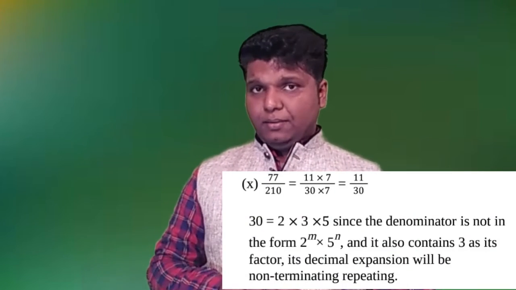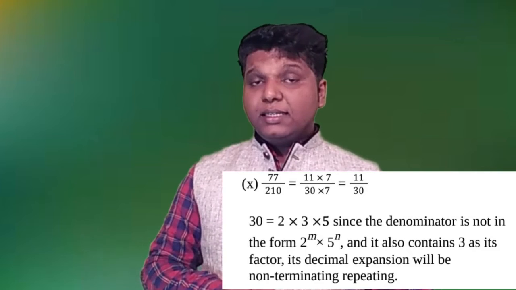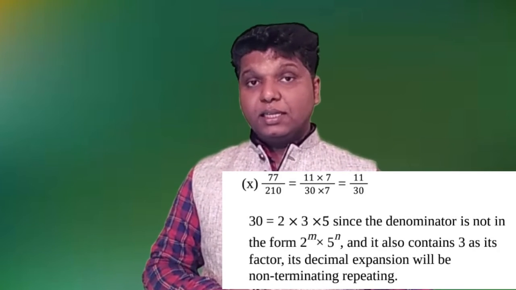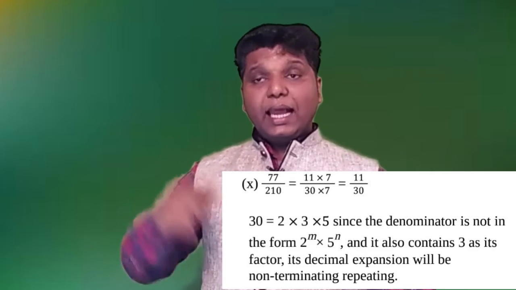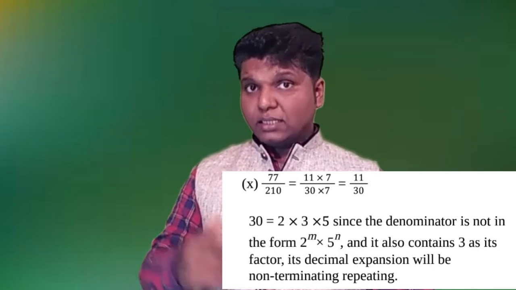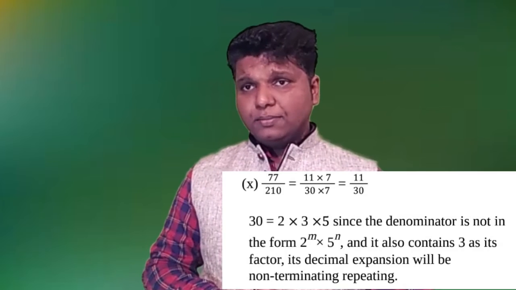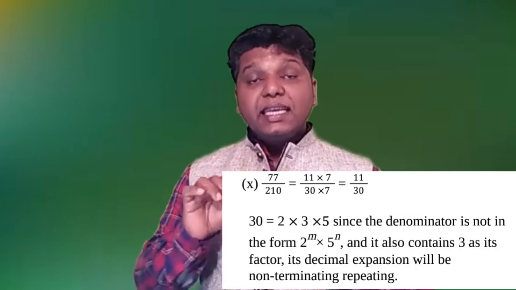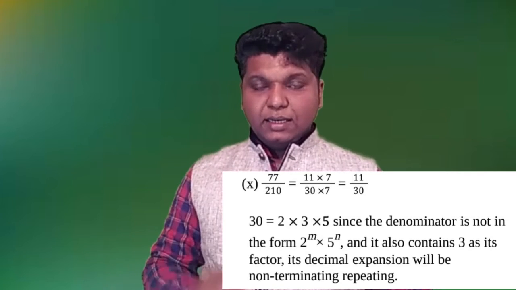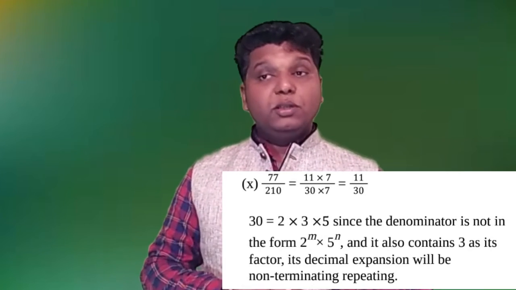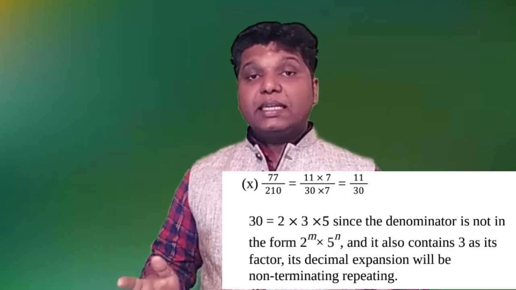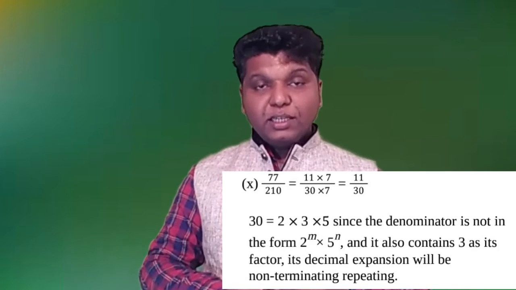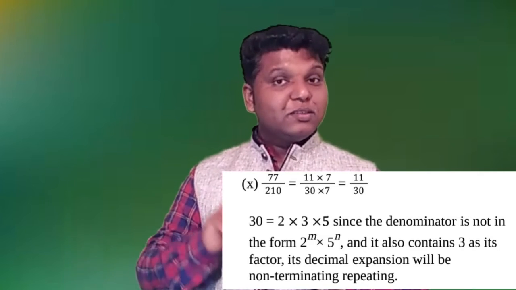Okay, like that. Next, the final question of this section. What is it? 77 divided by 210. Okay, 77 can be expressed as 7 into 11. What about 210? It can be expressed as 7 into 30. So now you can cancel the 7 from top and bottom. What will you get? Now you got the simplest fraction, that is 11 divided by 30. So now what about this 30? 30 can be expressed as 2 into 3 into 5.